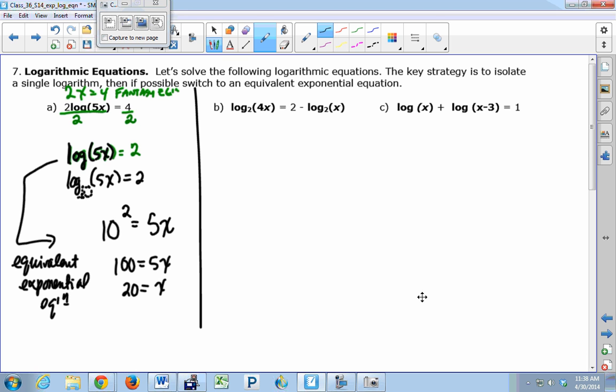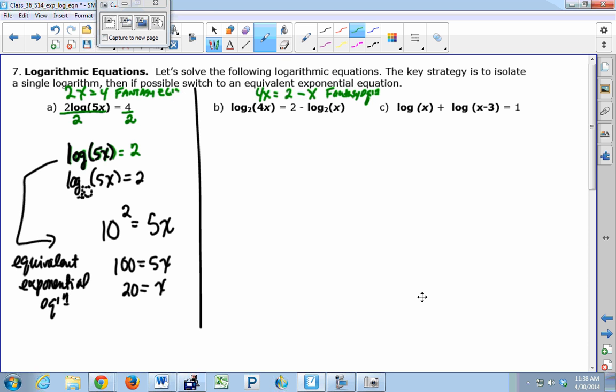The next one says log base 2 of 4x equals 2 minus log base 2 of x. So a fantasy equation for this might look like this. 4x equals 2 minus x. There's my fantasy equation. See, all I did was take out the log base 2 in front to make my fantasy equation.